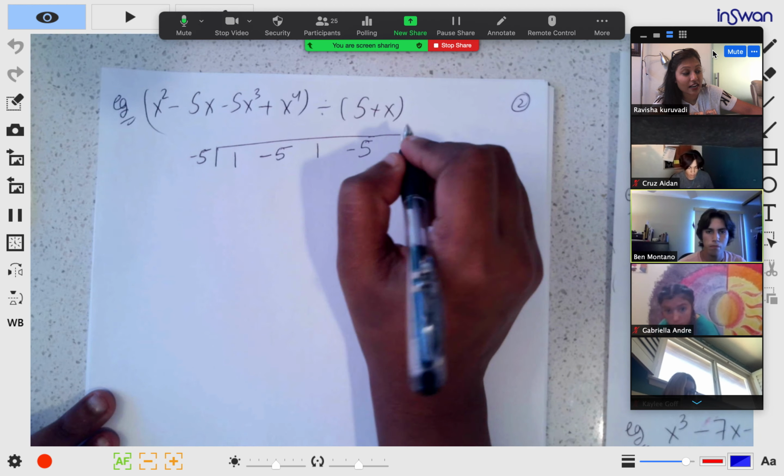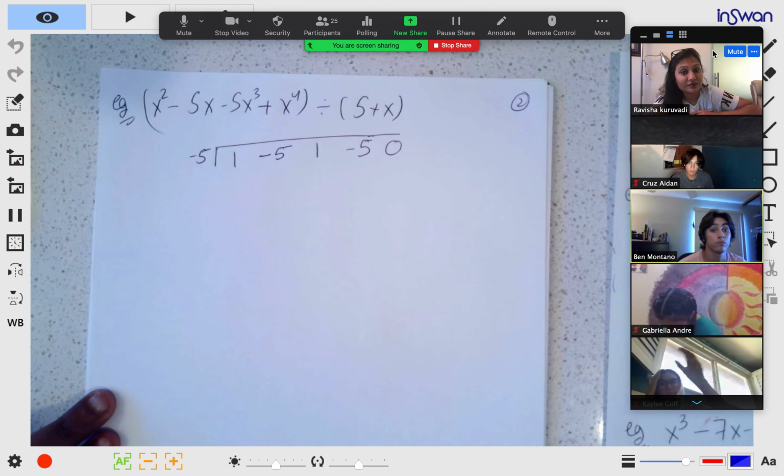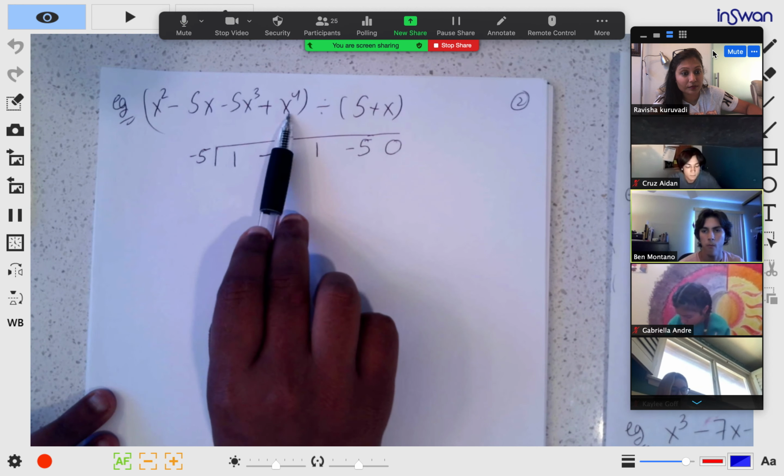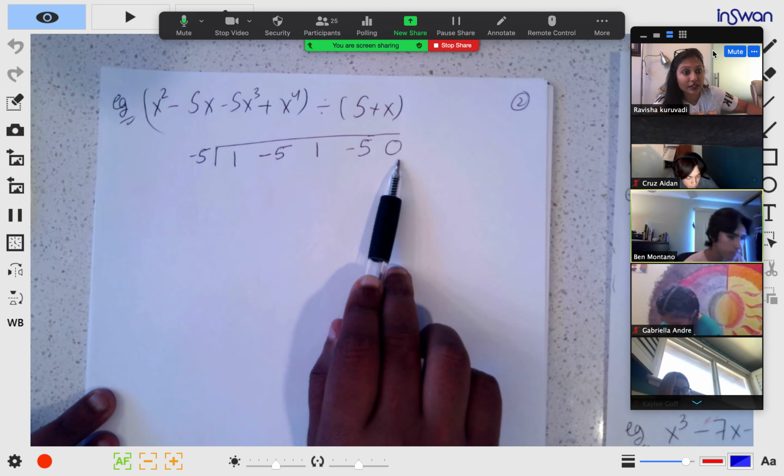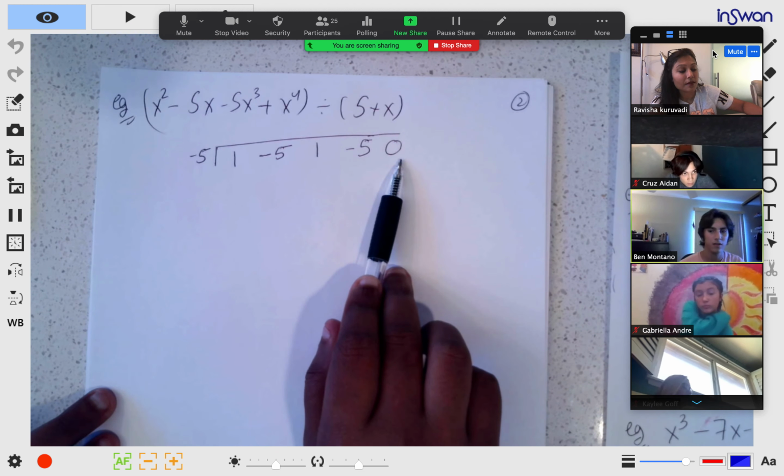Wait. You did not add the constant. There's supposed to be a constant term also, right? And this does not have a constant term. So you're going to put 0 in place of that. Are you getting it? Okay.